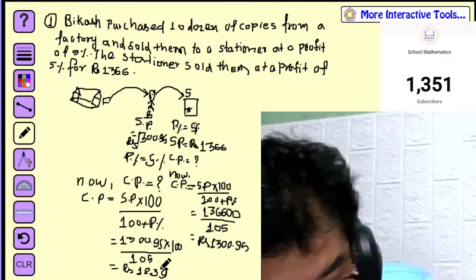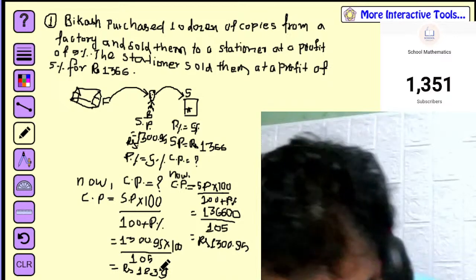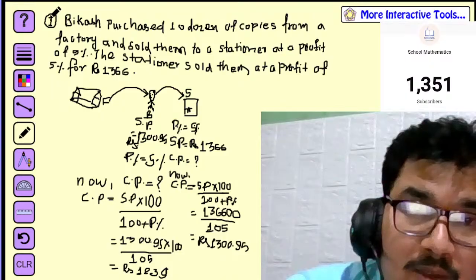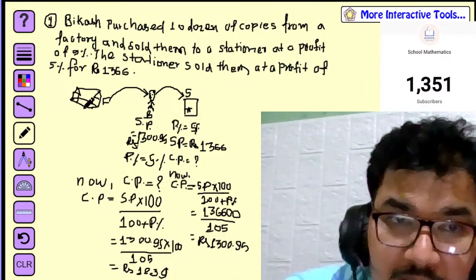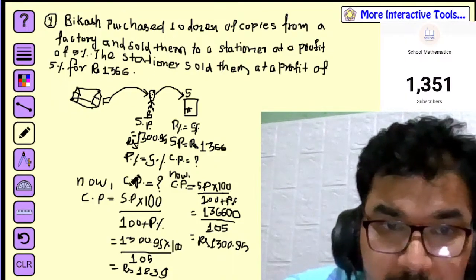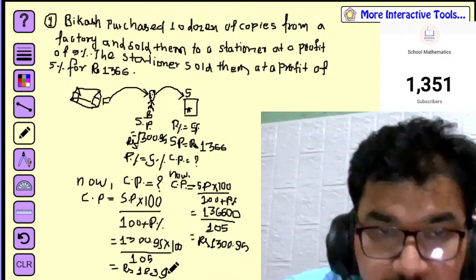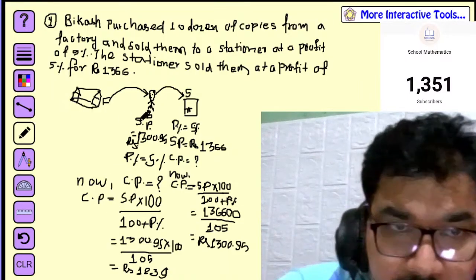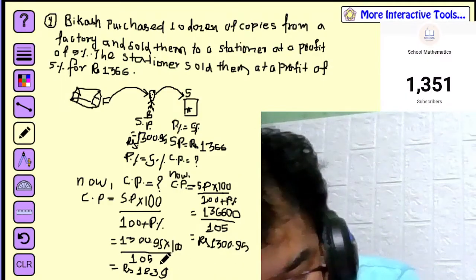This is the question related to this one. Bikash has bought these copies from the factory by paying 1239. This is the cost price of Bikash. I hope you understood here.